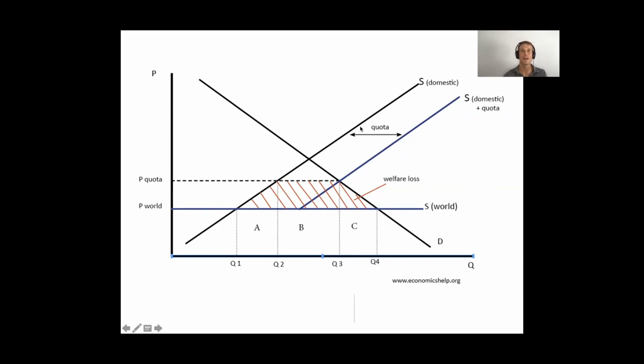The way to think about it is that the quota we can import is augmenting our domestic supply. It's like we're bumping that supply curve out by the exact amount of the quota. So that's how these quotas work.